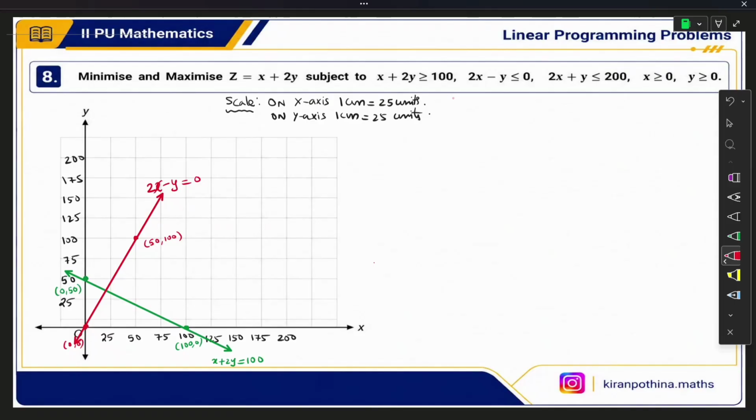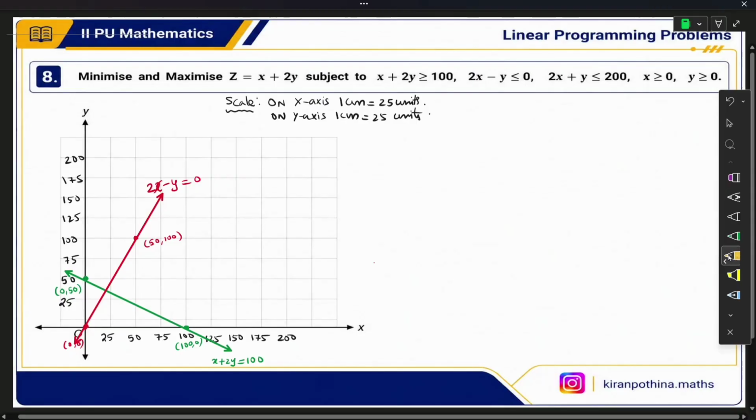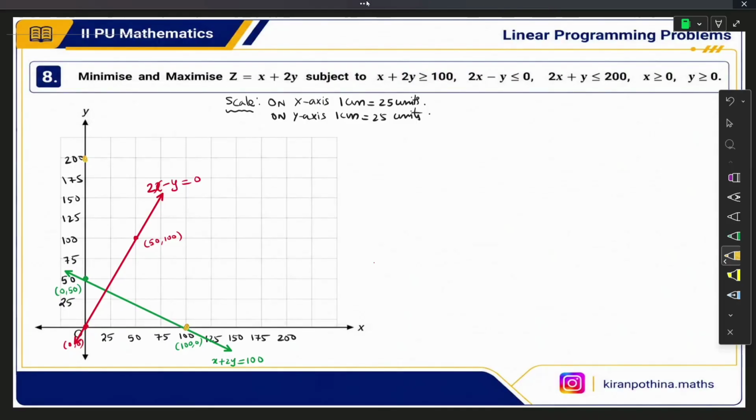Now I will draw the third line also. What is the third line? 2x plus y less than or equal to 200. For that I will use yellow color. 2x plus y equal to 200. So what are the points? When x equals 0, we got 200, so this is the 200 point. And when y equals 0, x value is 100. Okay, this is the point. Now I'll draw the line for this.